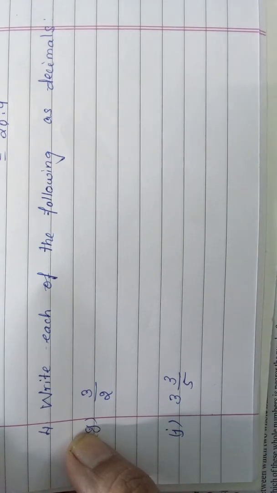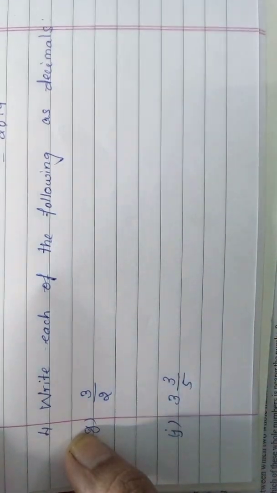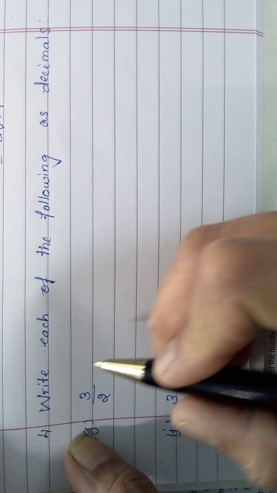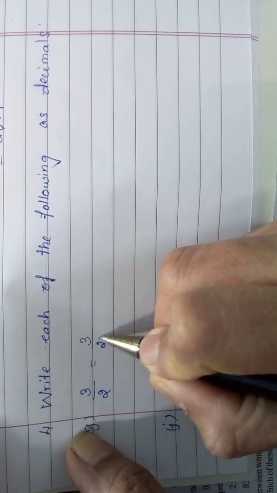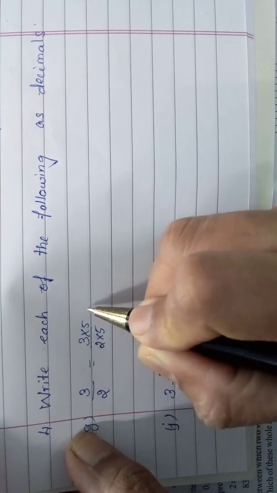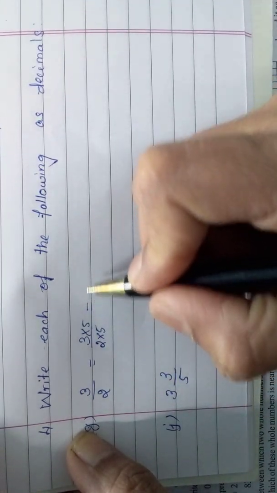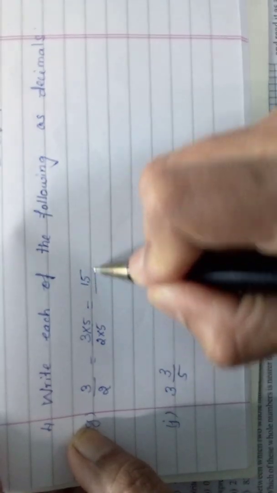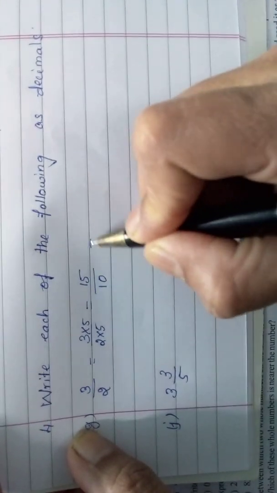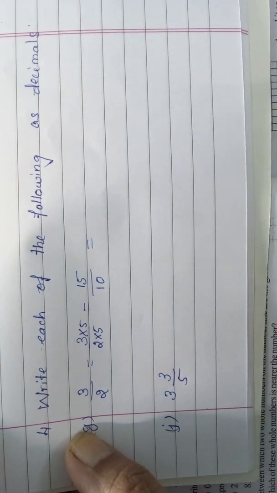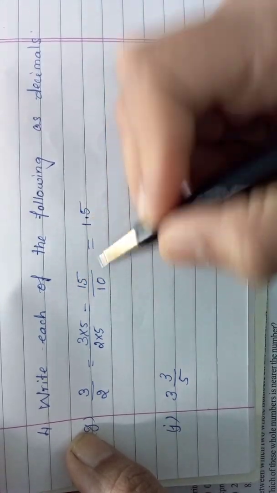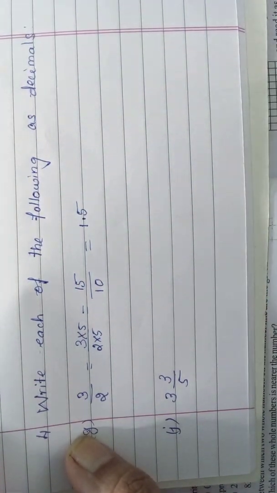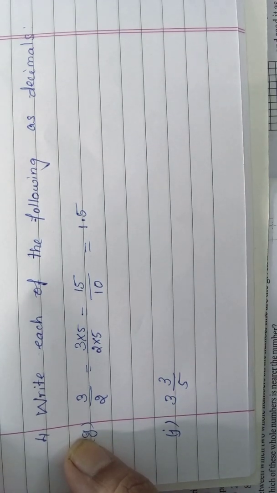See here, the fourth one: write each of the following as decimals. 3 by 2. What should we do? We should make the denominator 10. So, 2 into 5, and we multiply both the numerator and denominator by 5. So, we will get 15 by 10. Now, we should make it a decimal, that is nothing but 1.5. 15 by 10 is nothing but 1.5. So, we got the decimal.